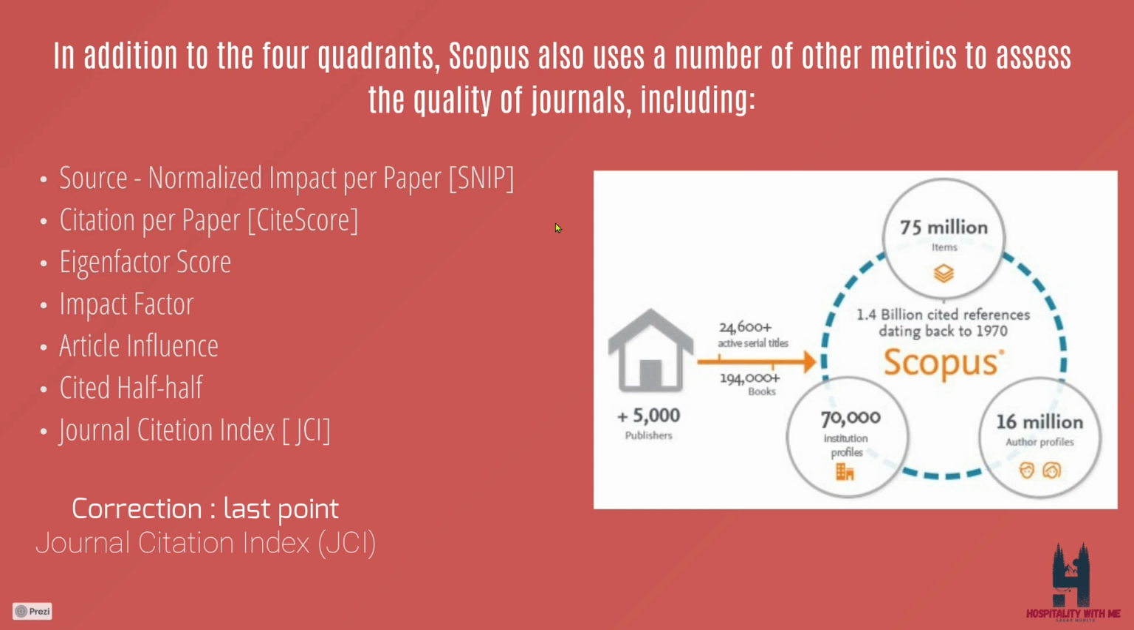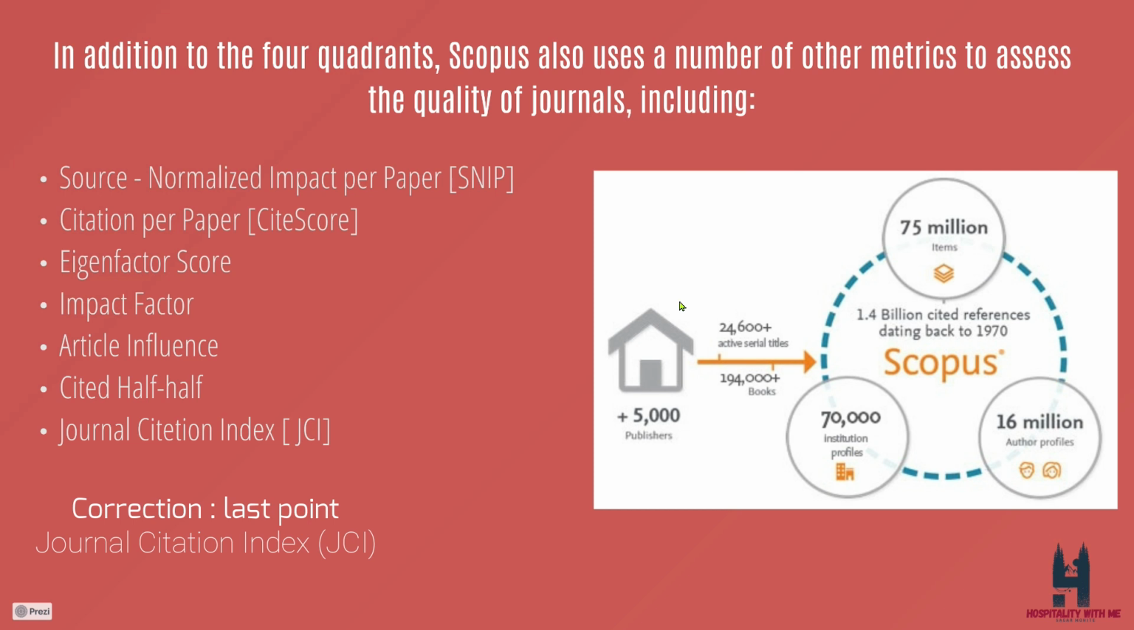Source Normalized Impact per Paper, that is SNIP. SNIP is a measure of the average citation impact of a journal article normalized by the number of citations received by other journals in the same field. Citations per paper is also called the CiteScore. CiteScore is a measure of the average number of citations received by a journal article in the past 3 years.